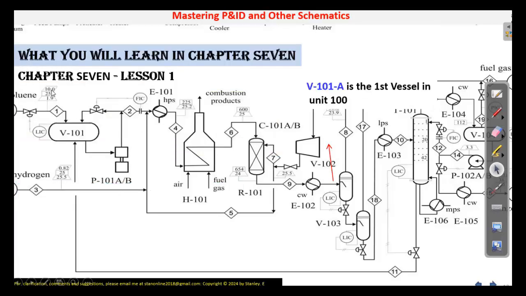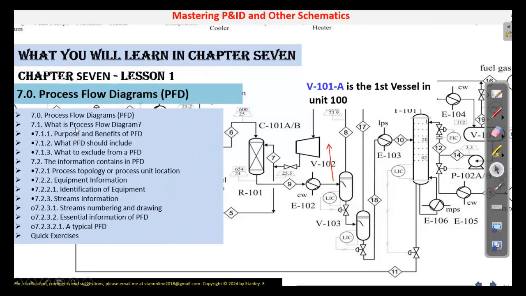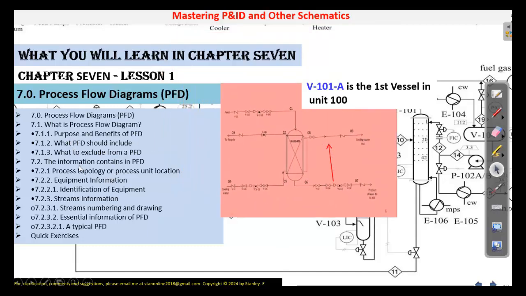In chapter 7, lesson 1, here we're going to be looking at the process flow diagram. What is a process flow diagram? Purpose and benefit of PFD. What should a PFD include? What to exclude from a PFD? The information contained in a typical PFD.